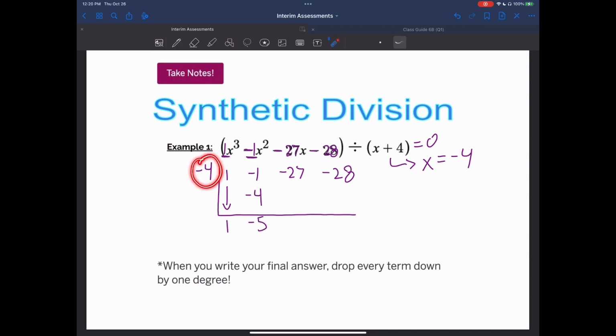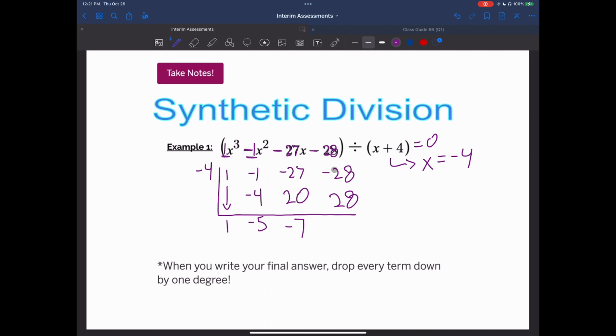So then I go back to here, I do negative 4 times negative 5, and I write the result here, which would give me a positive 20. Okay, keep going with it. Now you're going to add straight down. So I've got a negative 27 plus a positive 20 to give me a negative 7. Again, I'm going to do negative 4 times negative 7 to give me a positive 28.